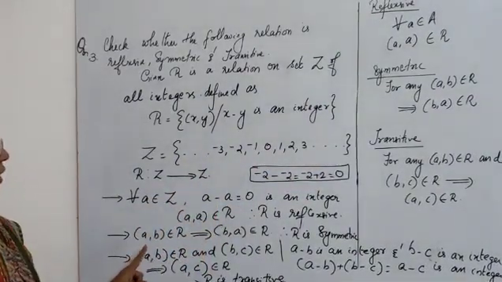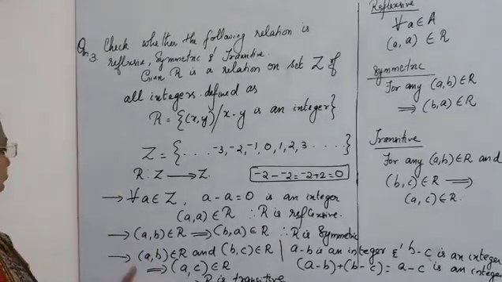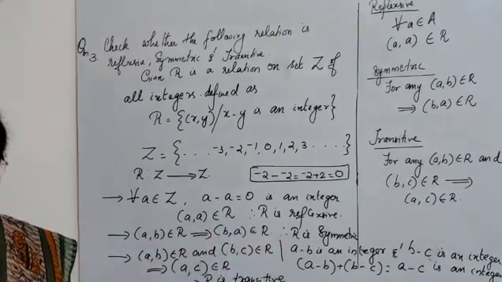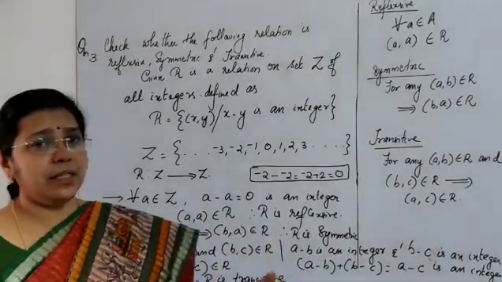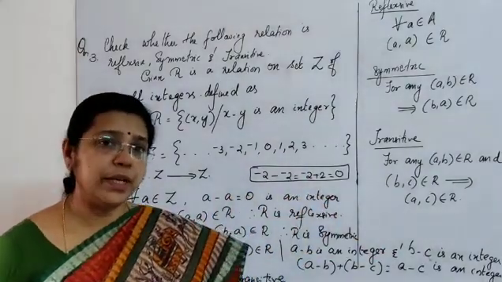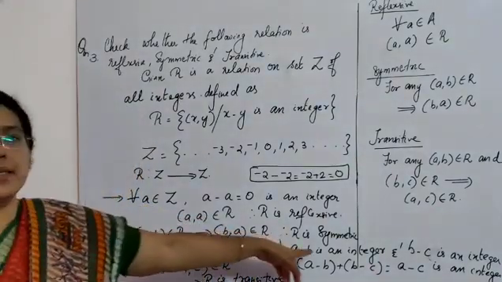Second, in order to check whether it is symmetric, for any ordered pair (A, B) belongs to the relation, (B, A) also belongs to the relation. What does it mean? A minus B gives you an integer. What will we get? B minus A is also an integer. So that means it is symmetric.